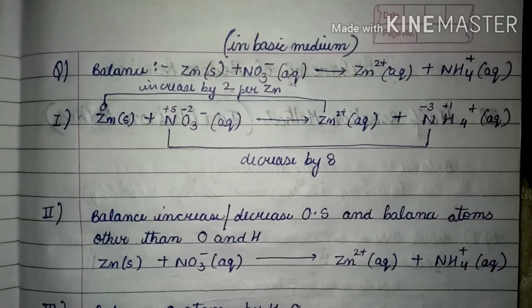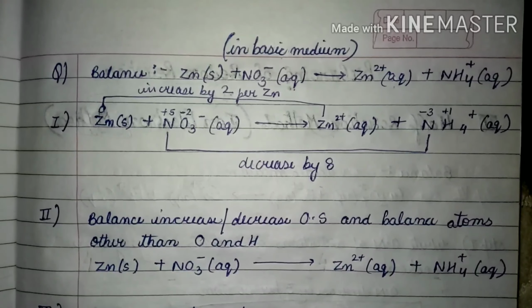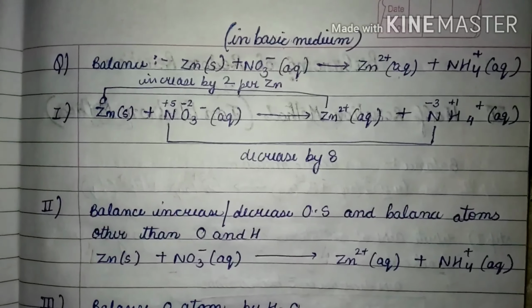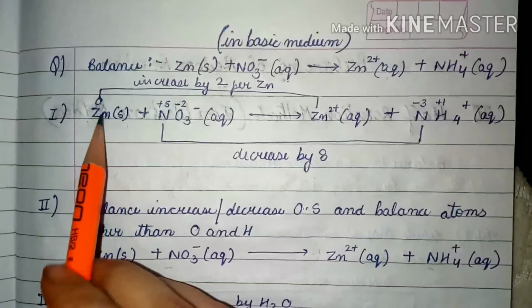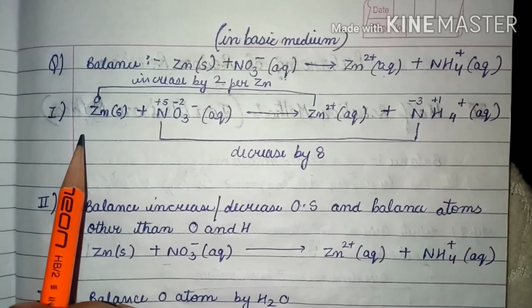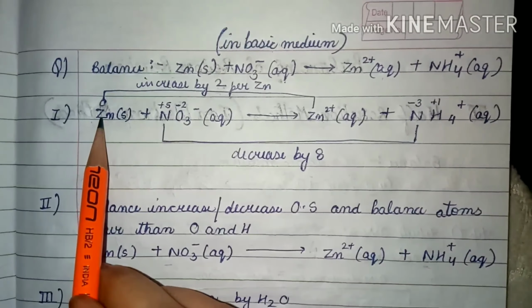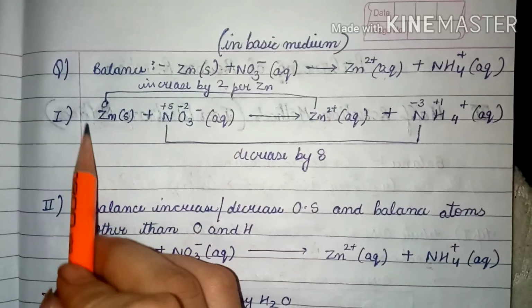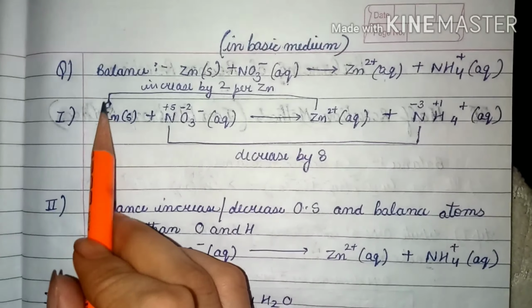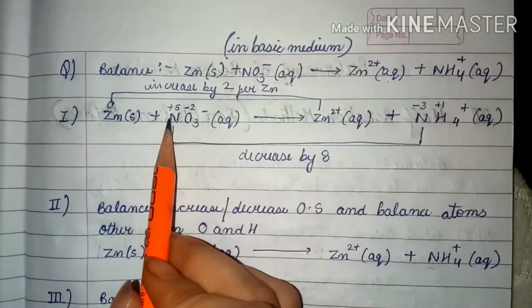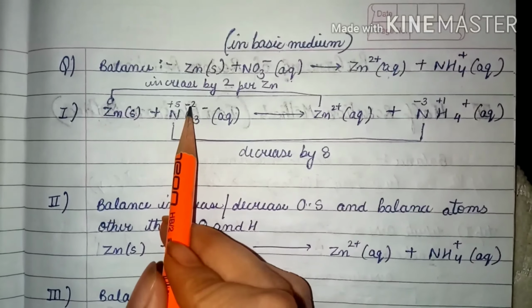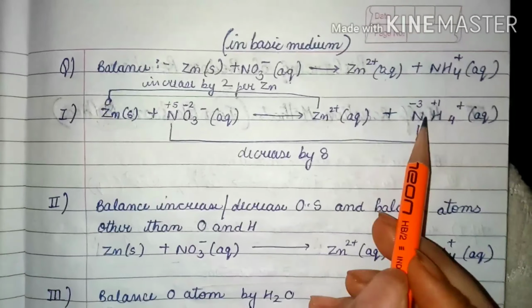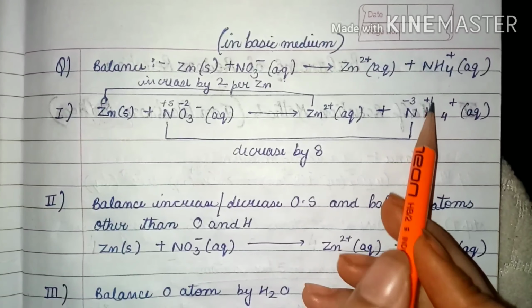Now the second example is to balance the redox reaction occurring in a basic medium. This is the given equation which we have to balance, and the first step is to write the oxidation state of each atom of an element in the given reaction. Zinc is in its standard state, so it has 0 oxidation state. Nitrogen is +5, oxygen is -2. On the product side, zinc has a 2+ oxidation state, nitrogen is -3, and H is +1.